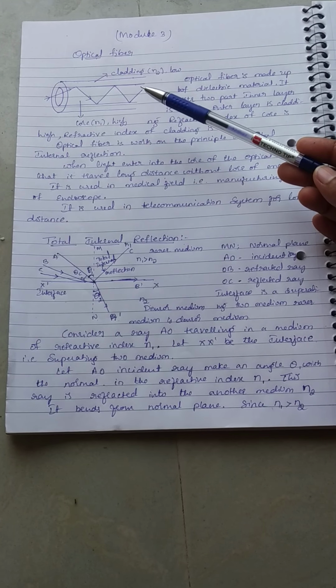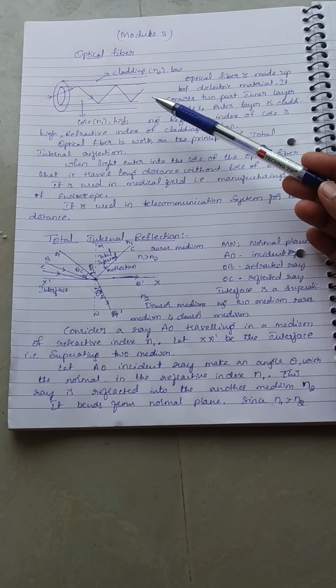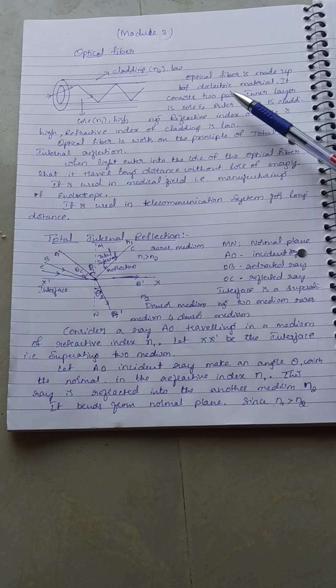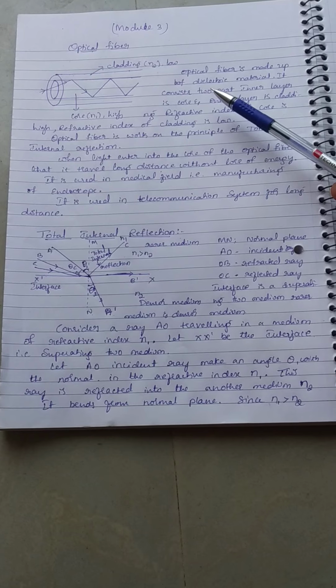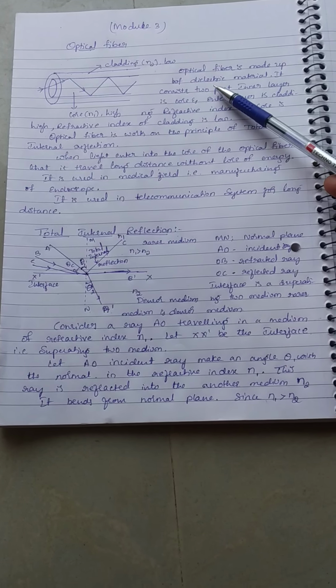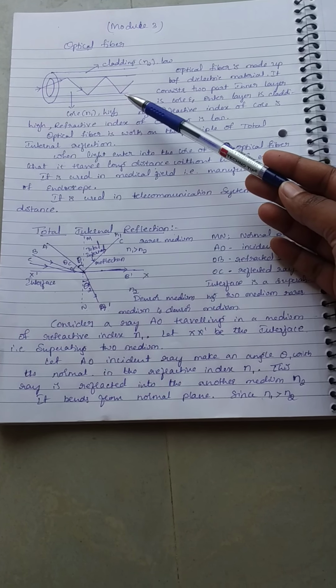Optical fiber is the third module chapter. This optical fiber is made up of dielectric material. Dielectric material means it's a non-conducting material. Non-conducting means it does not allow electric charges. Such type of material is used for manufacturing optical fiber.